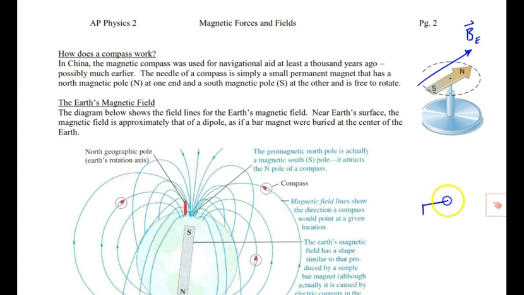Alternatively, you could just simply take a little bar magnet like this, north and south, and then attach a string around the bar magnet, and then just let it rotate freely. And again, it will reorient itself so that it will follow the direction of the Earth's magnetic field. So the compass shows the magnetic field vectors, which are tangent to the magnetic field lines.